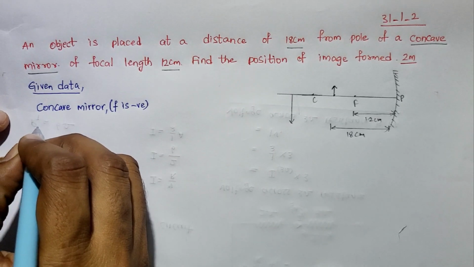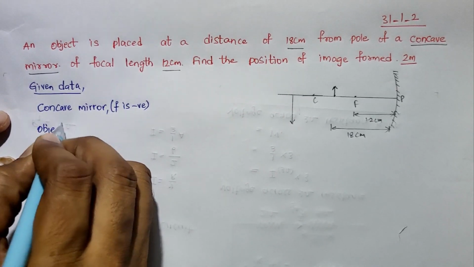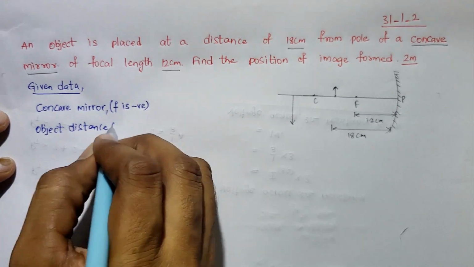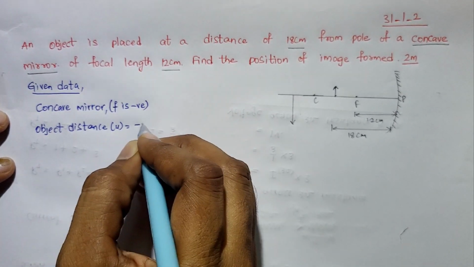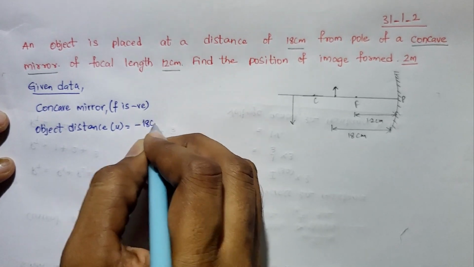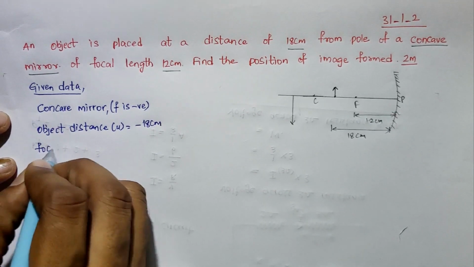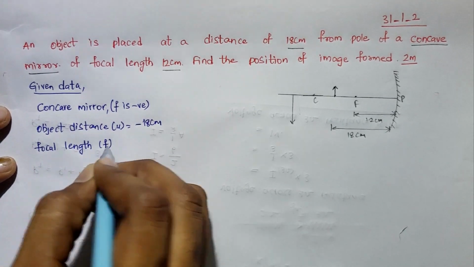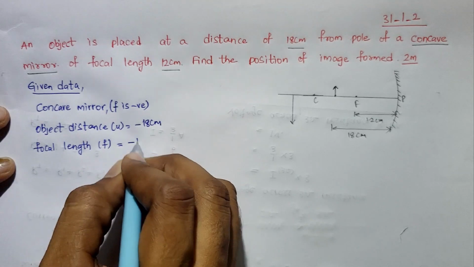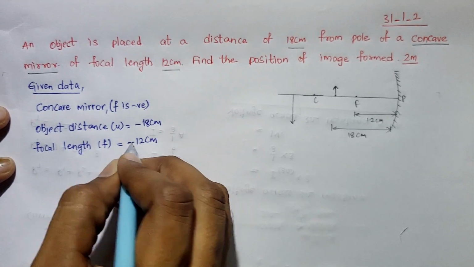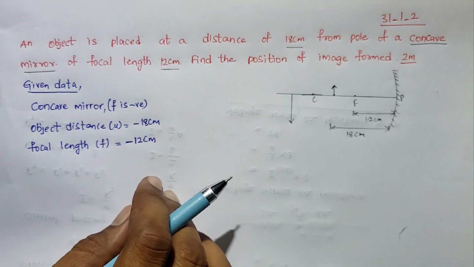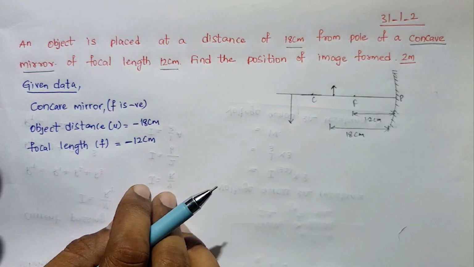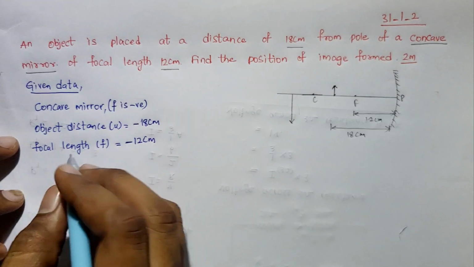Now they also gave the object distance. Object distance u will always be negative, correct? Minus 18 centimeters, and they also give the focal length. Focal length f is equal to minus 12 centimeters. Very important. Many children make mistakes while giving polarity to the focal length for concave and convex mirrors. So now the remaining thing will be easy.